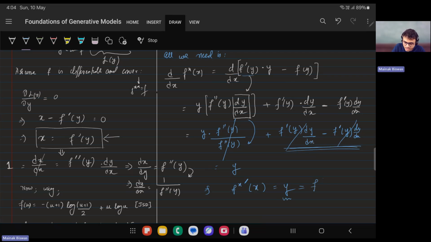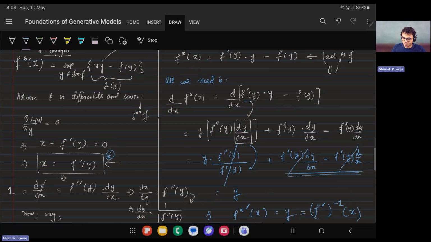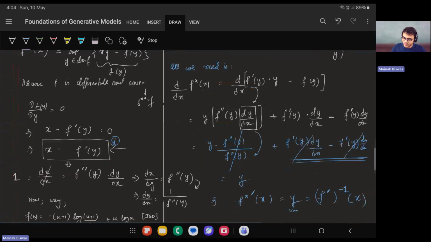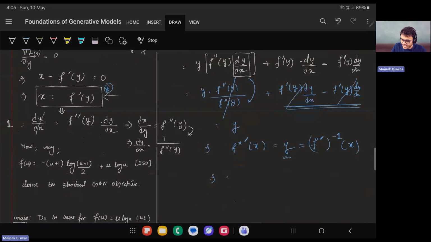So from this equation that I have over here, the value of y is f dash inverse of x, right? So this is very, very simply done. So this is what I wanted to prove. So now you can see, I have this equation. This is from star. So I have f star dash of x is equal to f dash inverse of x, right?